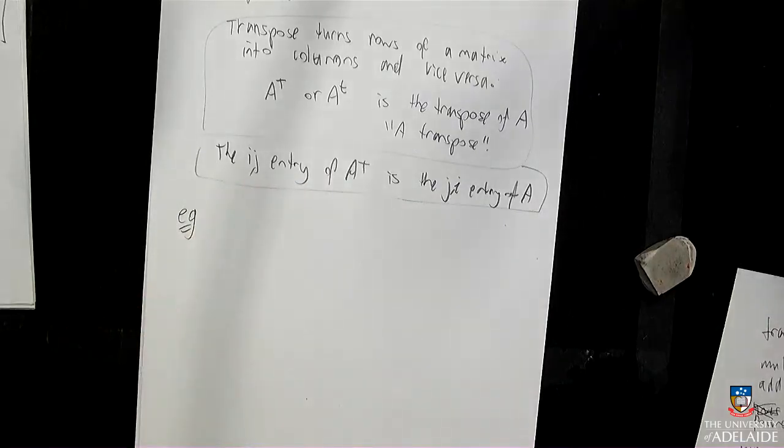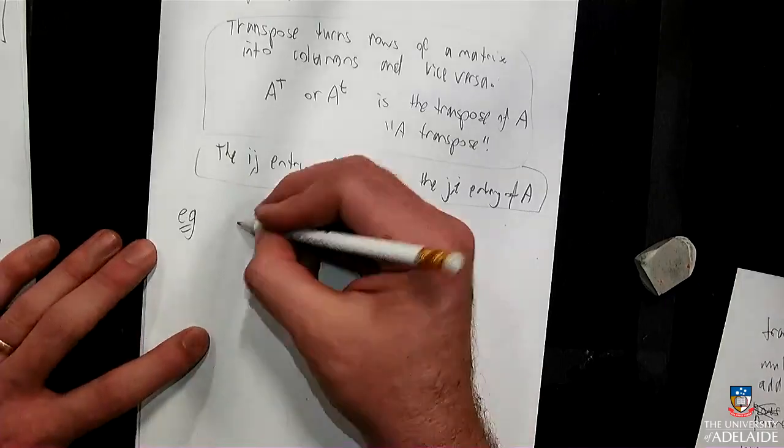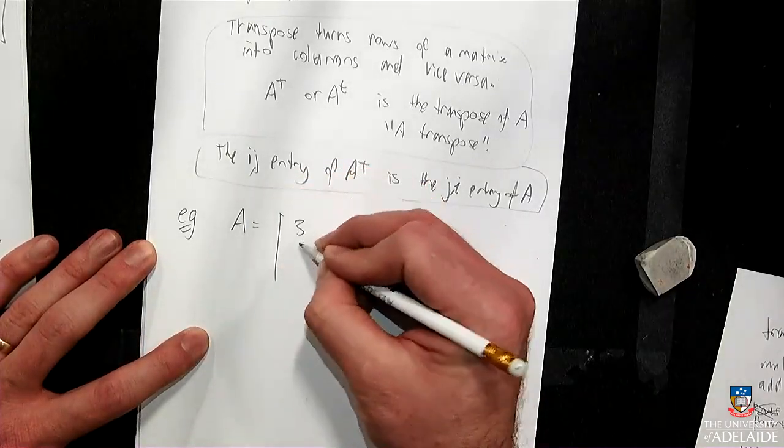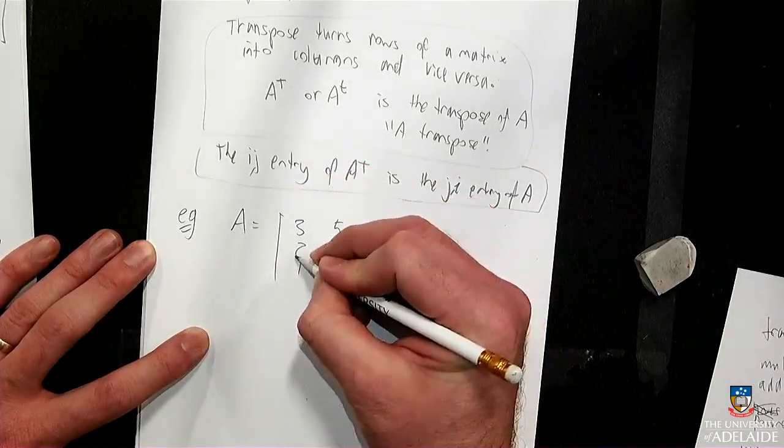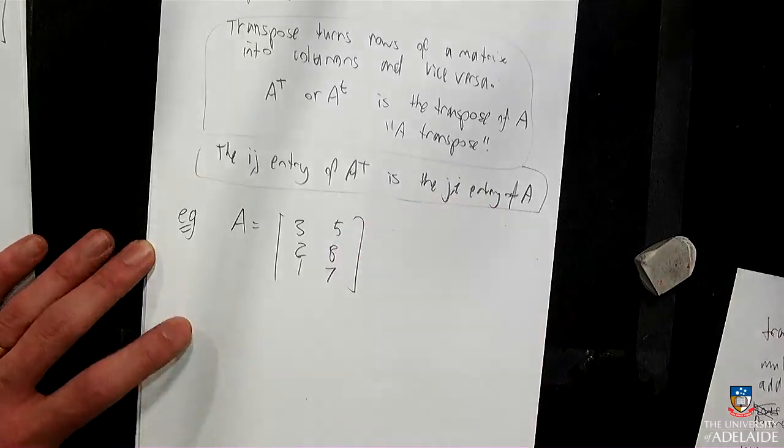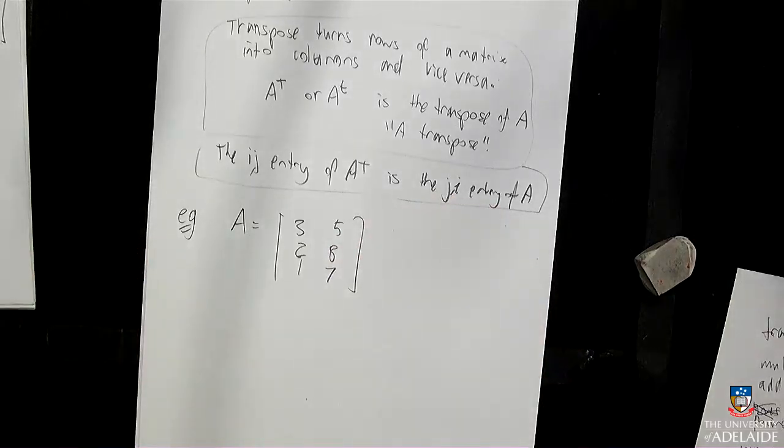So what it does is it turns all the rows to columns, all the columns to rows simultaneously in one go. So if A was equal to this matrix, 3, 2, 1 in the first row, 5, 8, 7 in the second row, I can turn them all into columns.